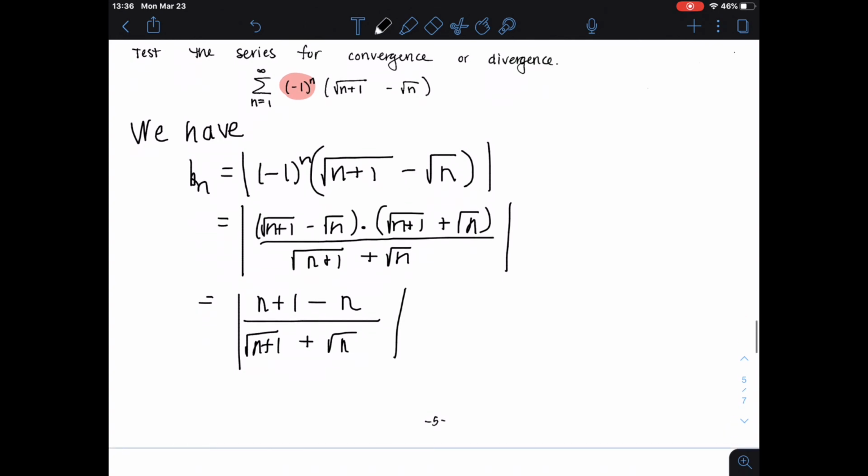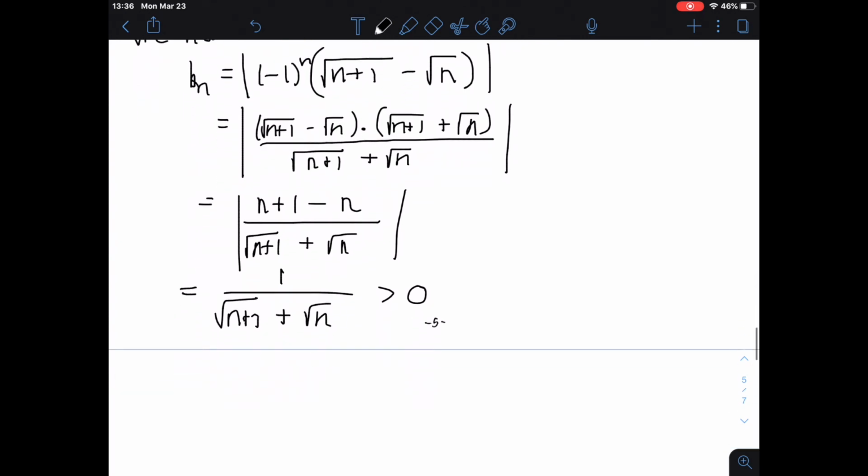Okay. So our general term without that alternating part is 1 over the square root of n plus 1 plus root n. And now you can see that this term is definitely going to be positive, so we can apply the alternating series test. We want to show this thing is decreasing and that the limit goes to 0. The limit going to 0 is nice and easy. The decreasing part, not so much. So our first hypothesis we have to show is: is Bn decreasing?